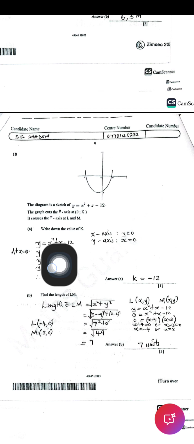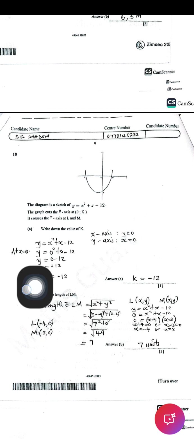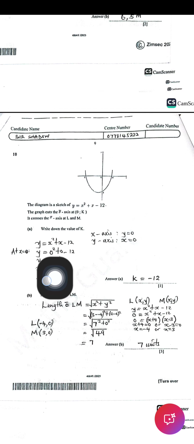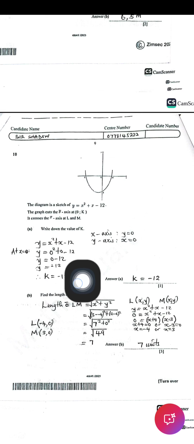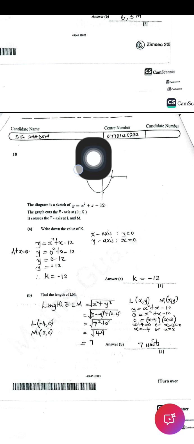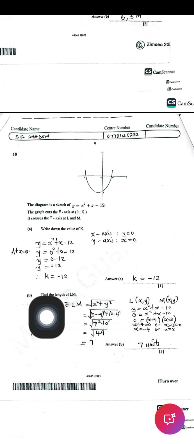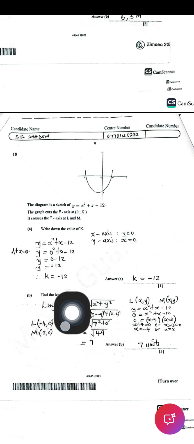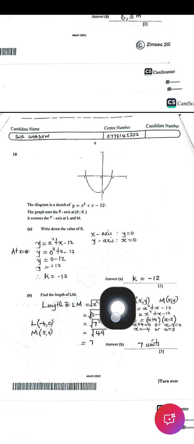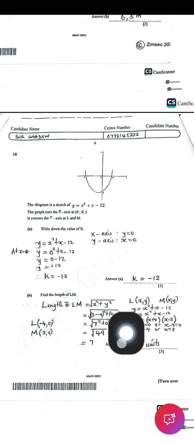So you say y equals x squared plus x minus 12. You put 0 where the x is. This becomes y equals 0 squared plus 0 minus 12. So 0 minus 12, you get minus 12. So y equals minus 12. This is the y-intercept, where the graph cuts the y-axis, at minus 12. So the value of k is minus 12. So k equals minus 12.